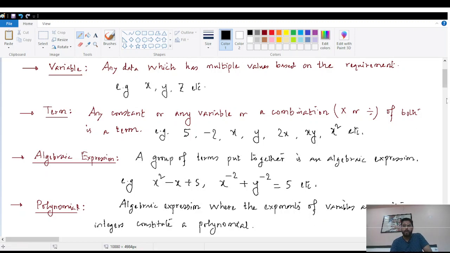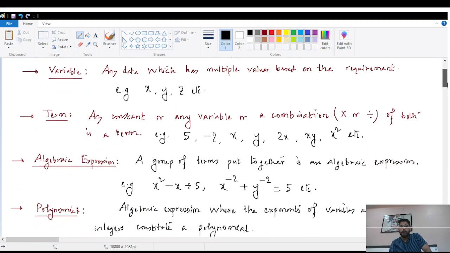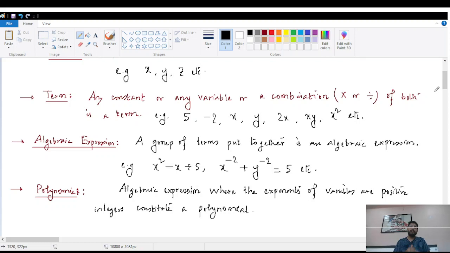Now we will know about the classification of polynomial. In the next video, I'm going to discuss what the different classifications of polynomial are and how we identify the categories. What are the examples of this? We are going to learn in the next video.